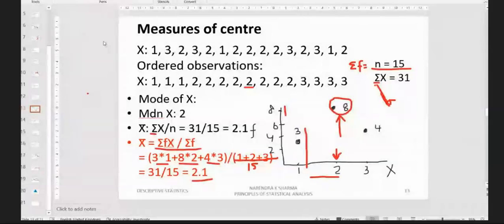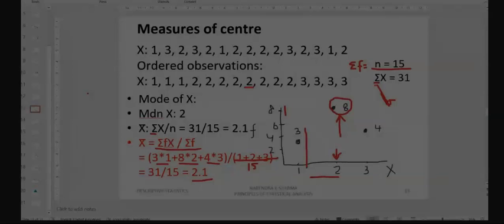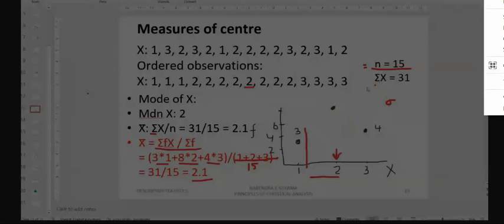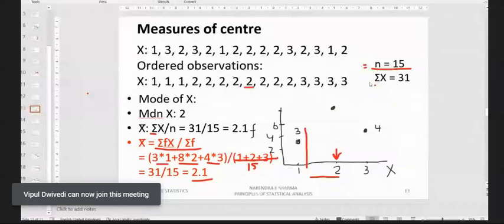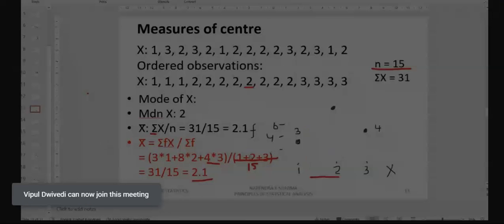Let me remove this, otherwise there will be some problem again. The x-axis also got removed, doesn't matter.